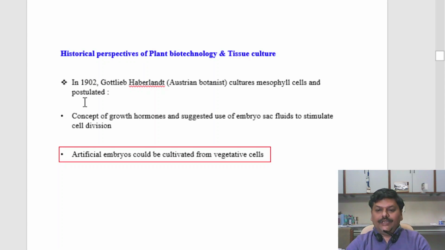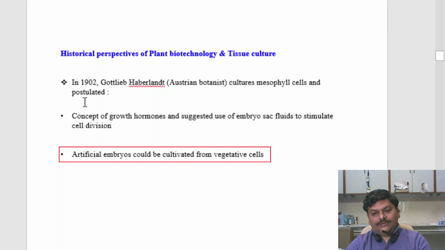And he proposed that, provided a suitable nutrient solution and growth hormones, we can induce cell division in plant cell culture techniques. Now, this was a huge development. Later on, he actually got dividing cells when he used embryo sac fluids for the supply of plant hormones. And he also postulated that artificial embryos can be cultivated from vegetative cells.